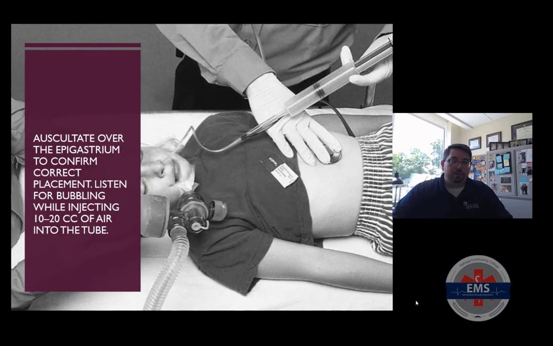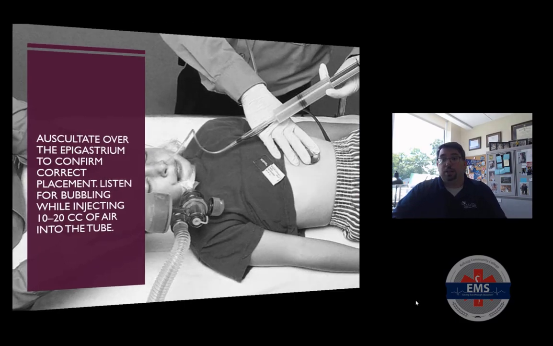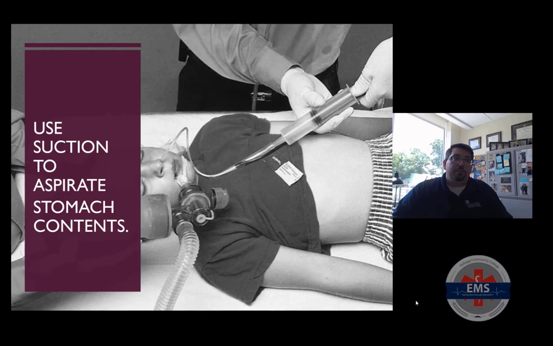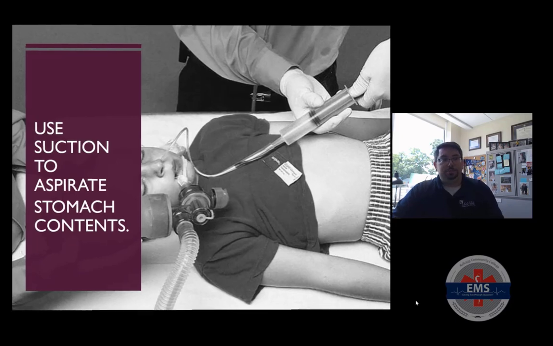It's really important that you get it into the right location. So as you do that, once it's in, you're going to auscultate over the stomach to confirm correct placement by injecting 10 to 20 cc's of air into the tube. Don't use fluid, because if you're in the lungs, you don't want fluid in the lungs. But air, you should be able to hear gurgle as you listen and auscultate over the epigastrium. And then from there, you can use suction to go ahead and aspirate any type of stomach contents or the air that's in there out.